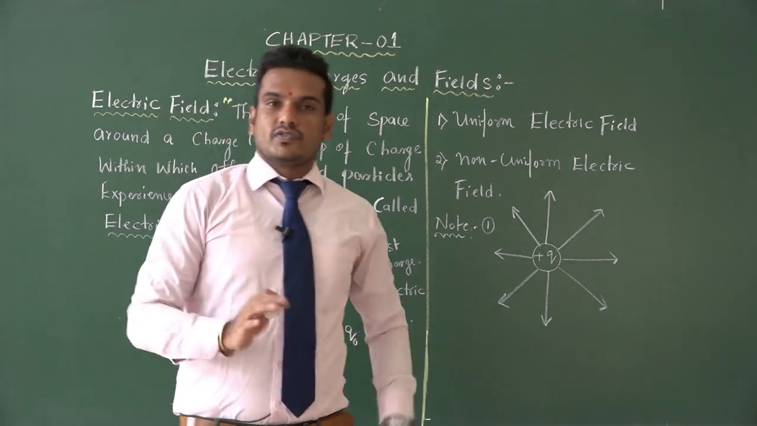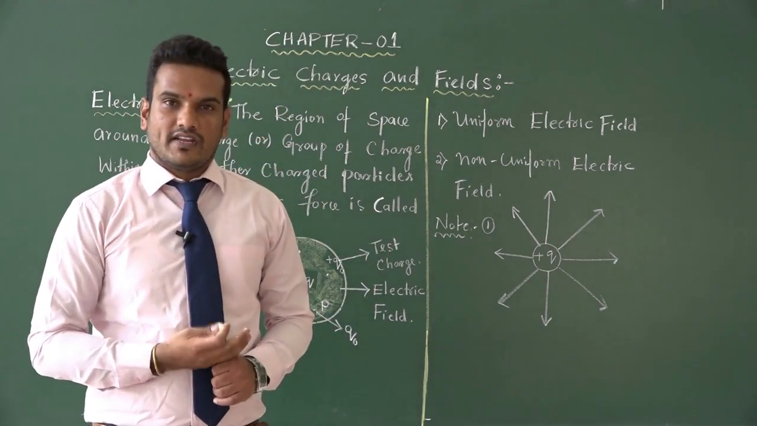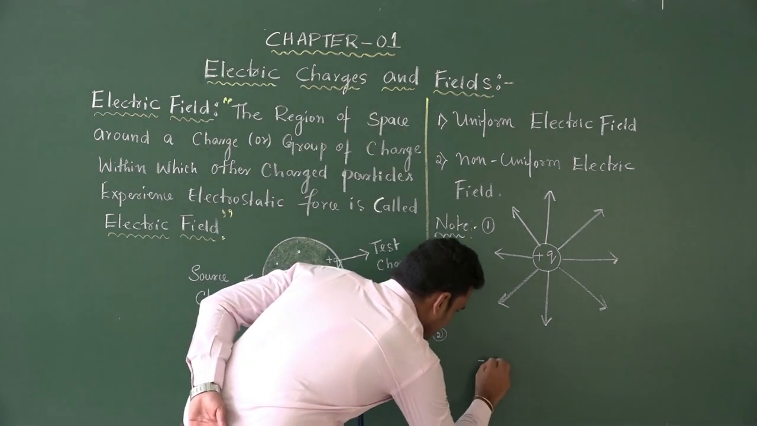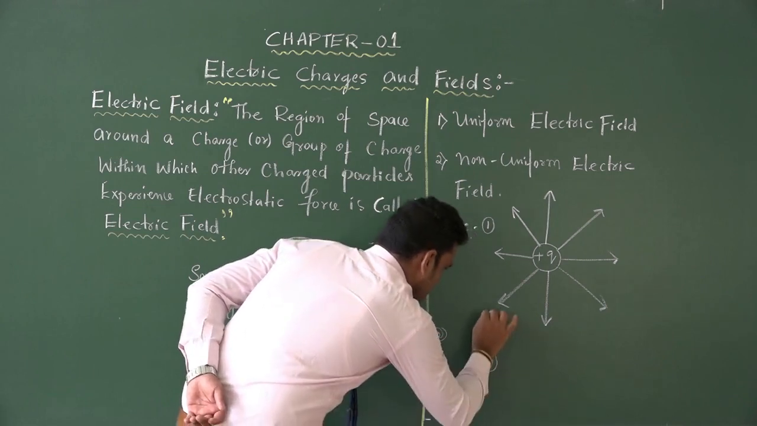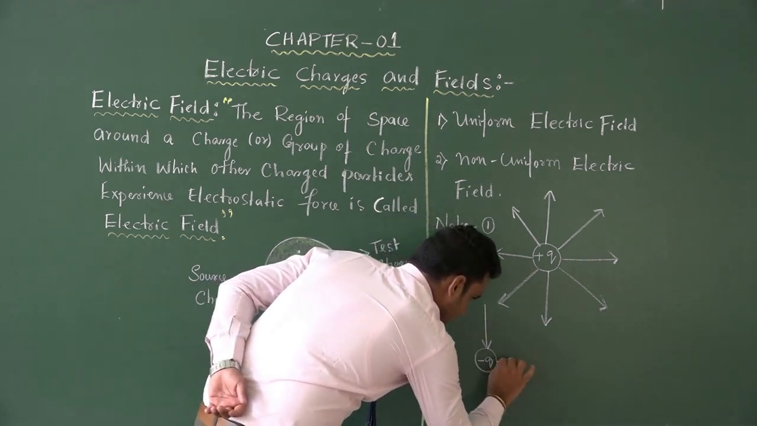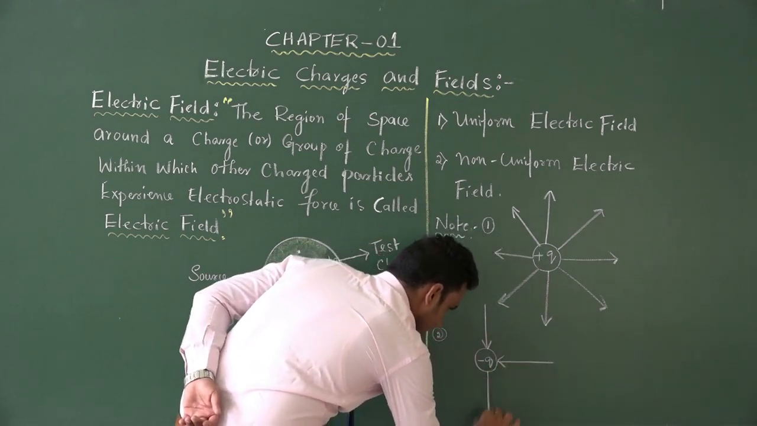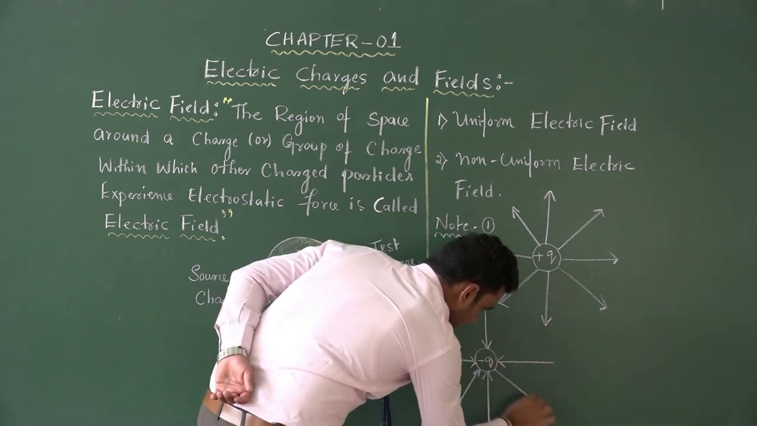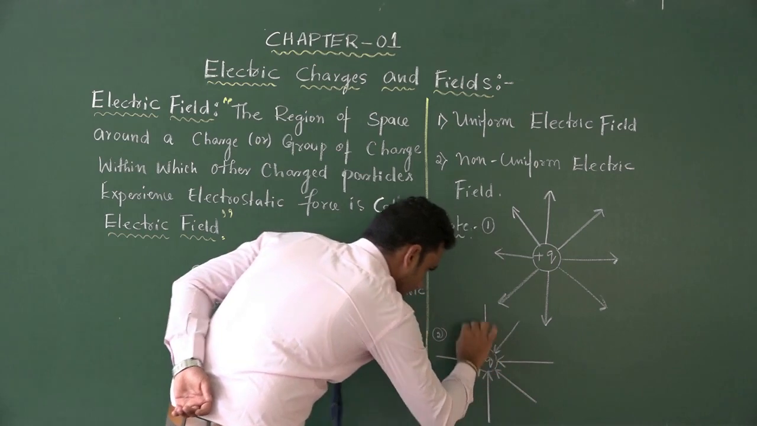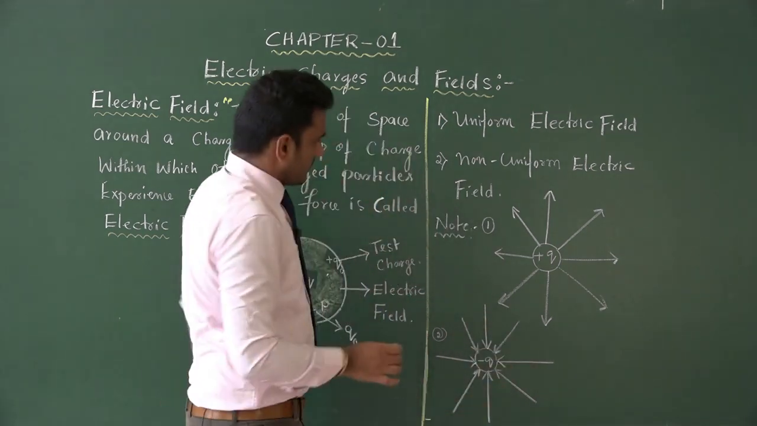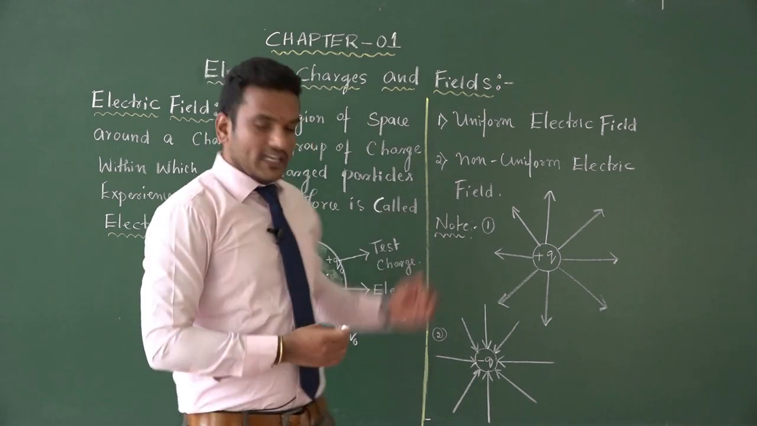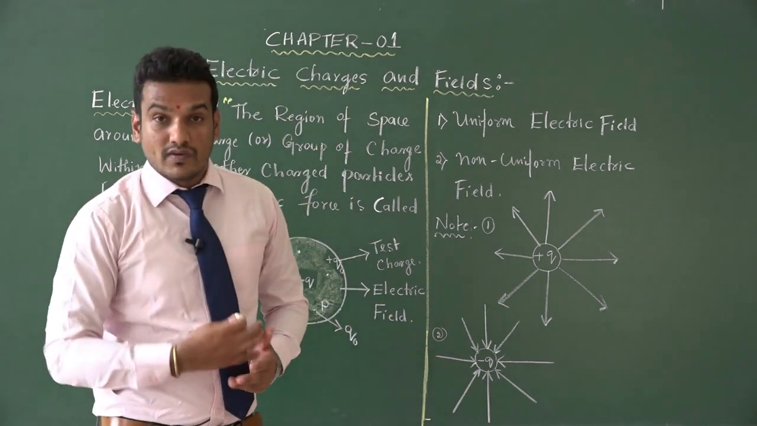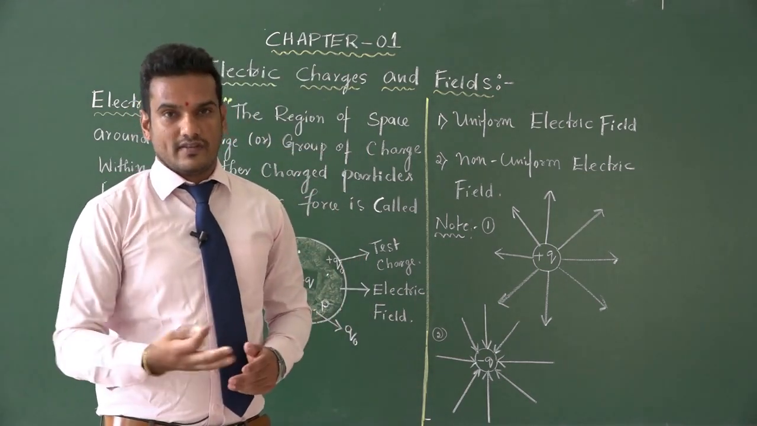Similarly, if the source charge is negative, the direction of electric field is directed inwards. Right here, second diagram. See, negative source charge. So the direction of electric field is directed inwards. Why the direction of electric field is directed outwards in case of positive charge, and why it is directed inwards in case of negative charge, you will get to know in further explanation.